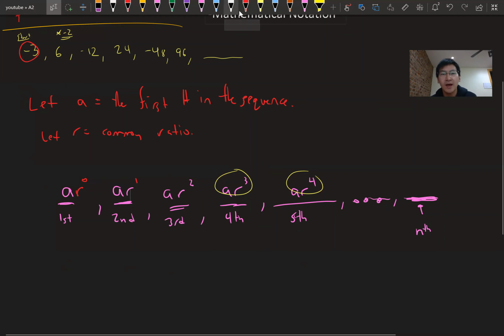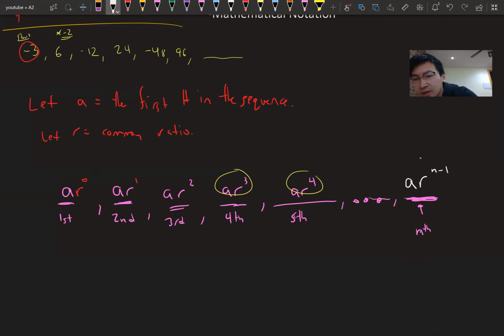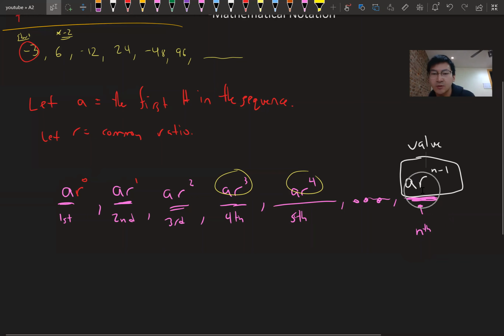Okay, knowing that this position is the nth position, and using this relationship, the number of r's that appear here will just be n minus 1. And we know that the a, which represented the starting number, is still going to be there. So here it's going to be a times r to the power of 1 less than n. So that's going to be r to the n minus 1. Okay, so we did it. So this thing is the value of the nth term in your sequence, right?